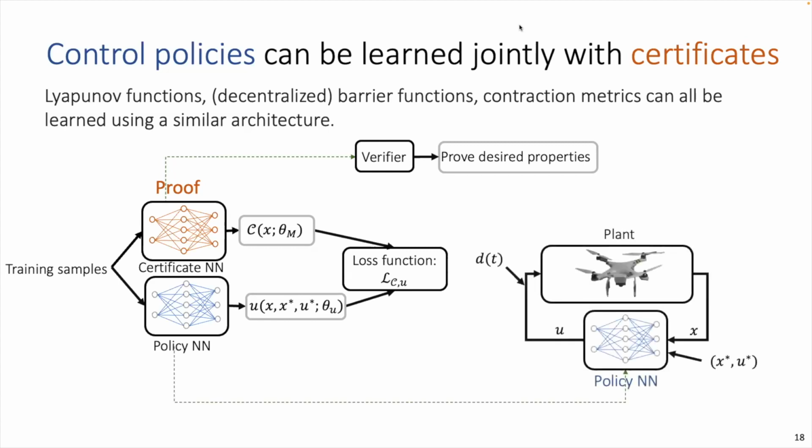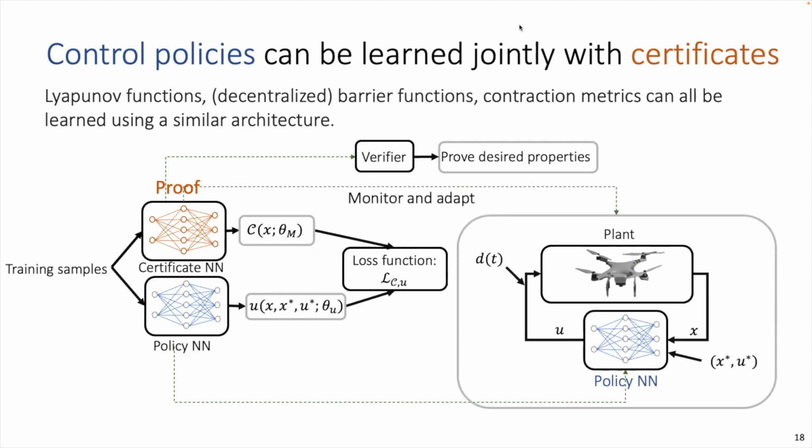This policy that we have learned can be used in closed loop with the system to see how it performs. But even if they do not perform perfectly, due to various reasons, for example because the model is not very accurate or the environment has changed, we can use the learned certificate function to further modify and monitor their policies to make sure they still satisfy the properties. So this is overall how it looks.